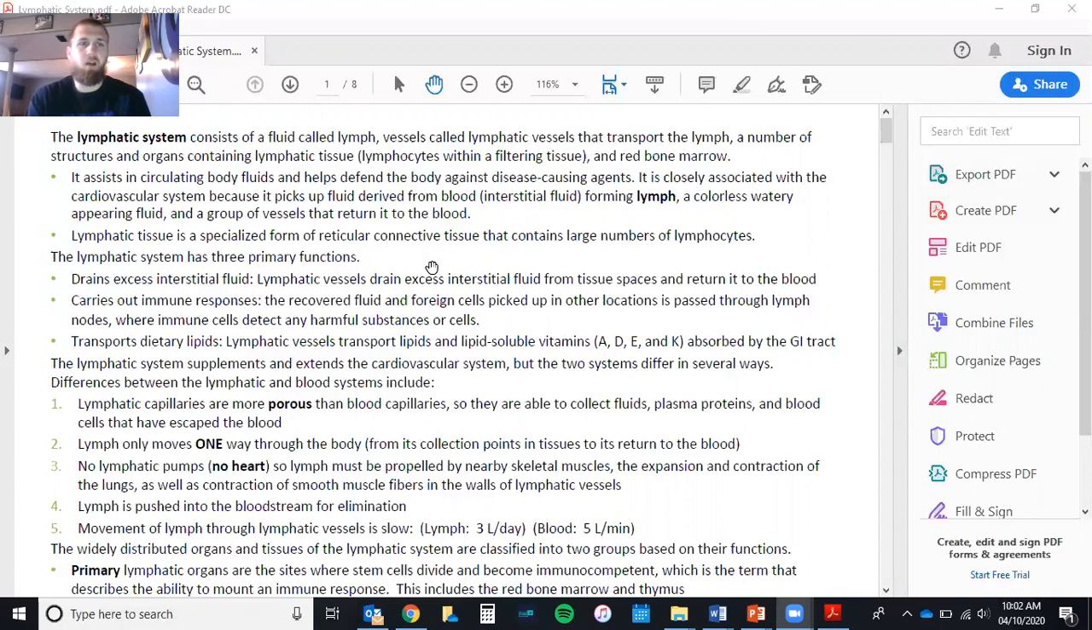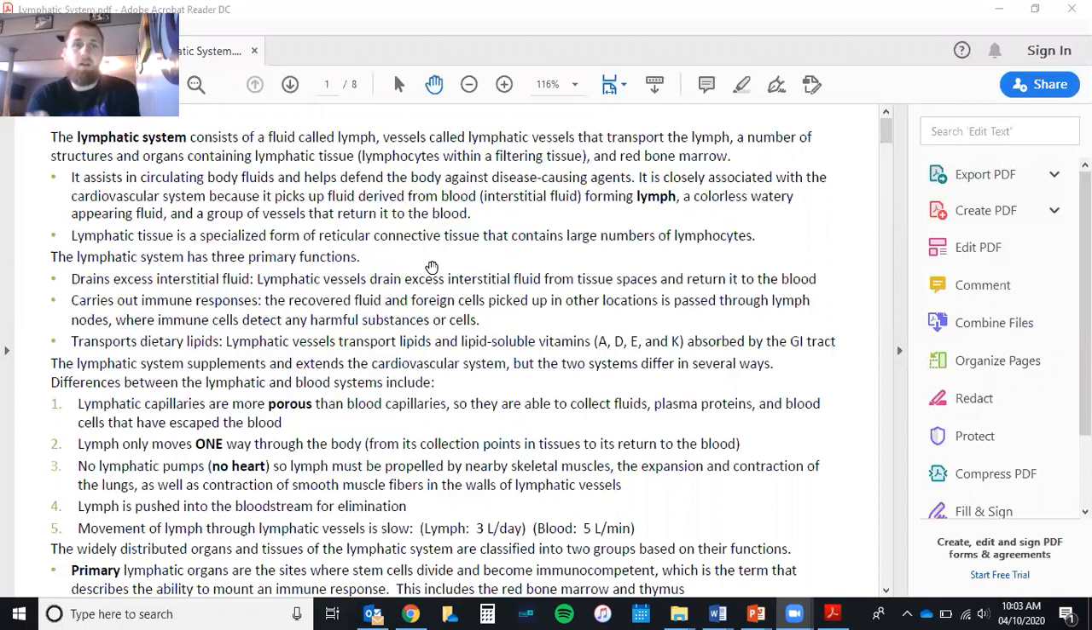The function of the lymphatic system, or functions, it assists in circulating body fluids and helps defend against disease-causing agents. So things like viruses, like the coronavirus that we're all dealing with right now. Hopefully none of us are dealing with, but people around the world are. Viruses, bacteria, fungi, so on and so forth.